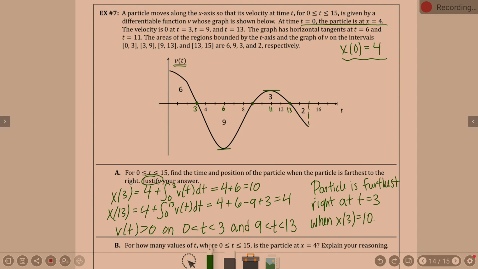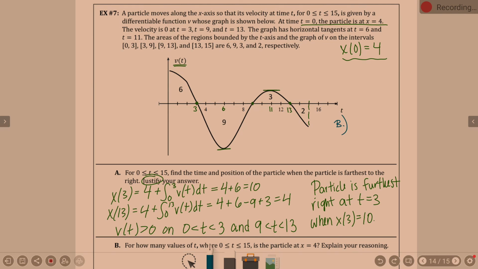For how many values of t from 0 to 15 is the particle at x equals 4? Explain your reasoning. I ended up doing a table, so to speak. We need the graph to do this. I'm going to put my table for part B right here because you can put it down on B. I just don't want to go back and forth.